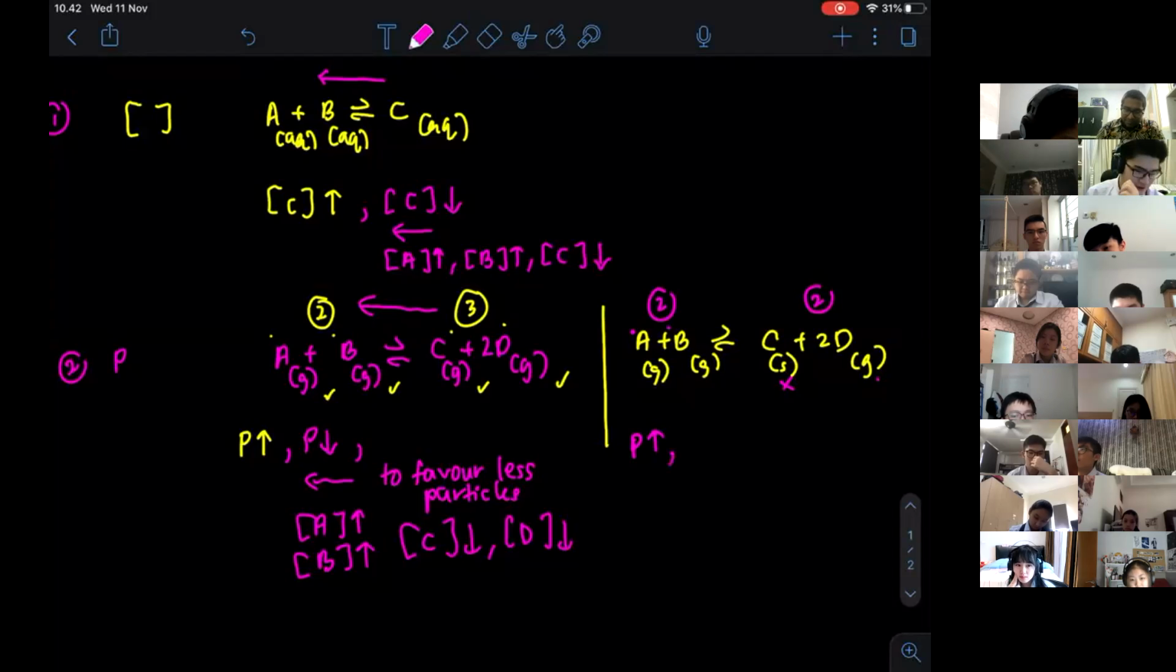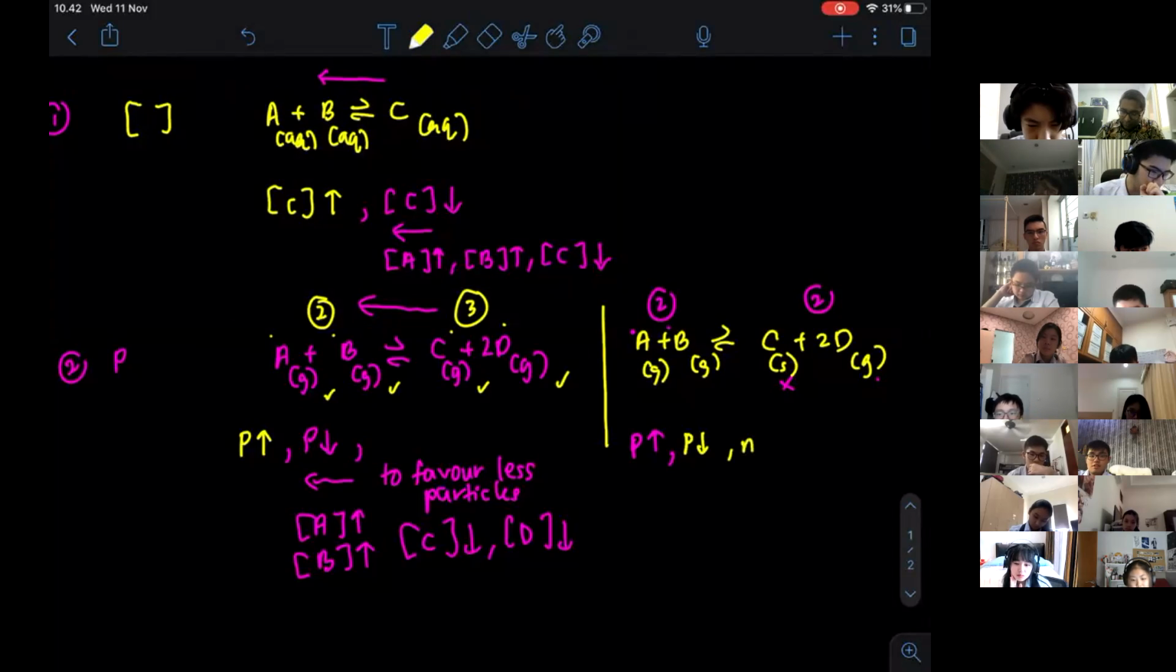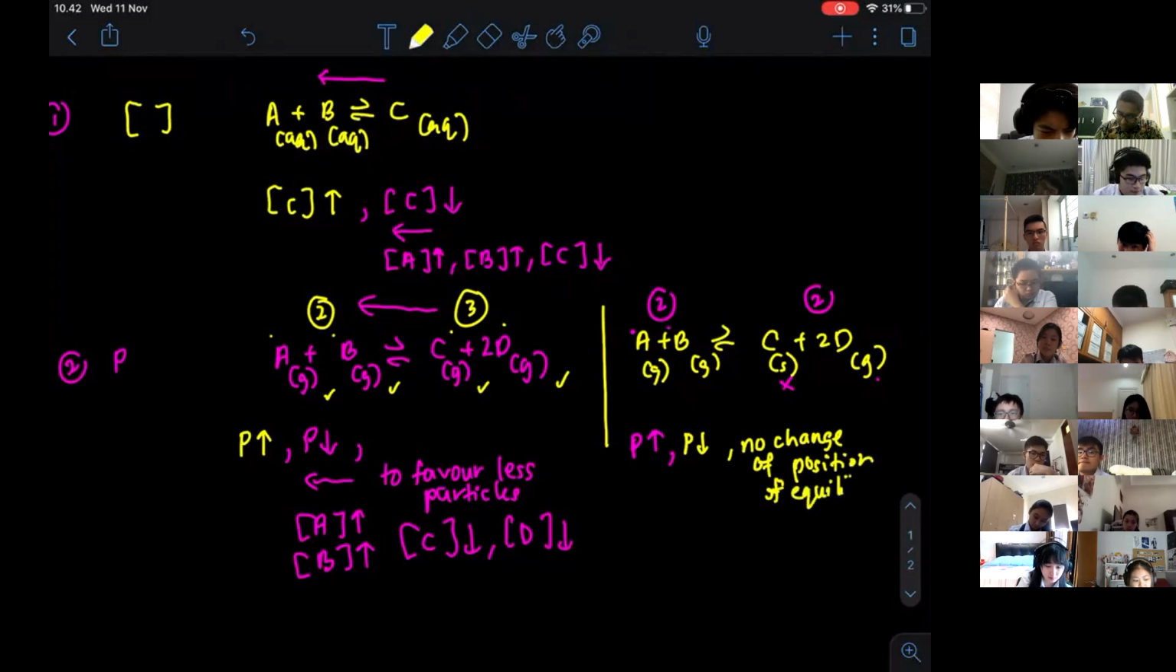So when I increase the pressure, according to LCP, you're supposed to decrease the pressure. But since the number of moles of both products and reactants are the same, there is no change in the position of equilibrium in this case. So you need to be careful with all these examples. Okay, no change in position of equilibrium.